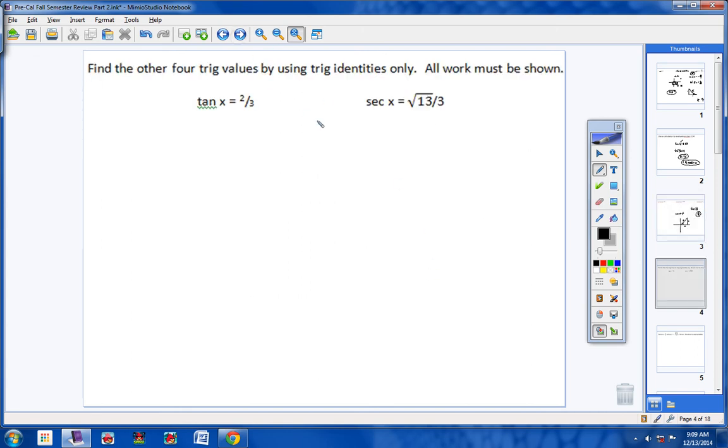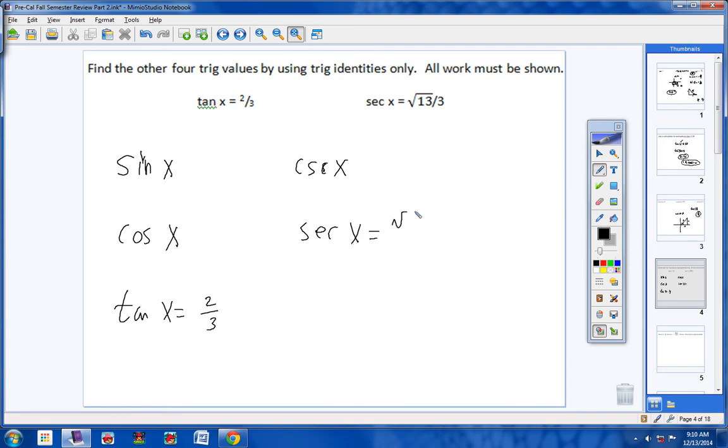Find the other 4 trig values by using trig identities only. All work must be shown. Okay, no problem. We're looking for sine, cosine. We already have tangent. And we're looking for cosecant. Secant we already have. And then cotangent.